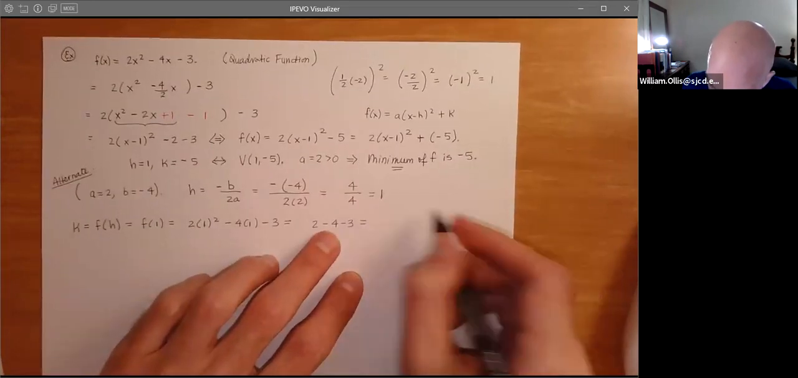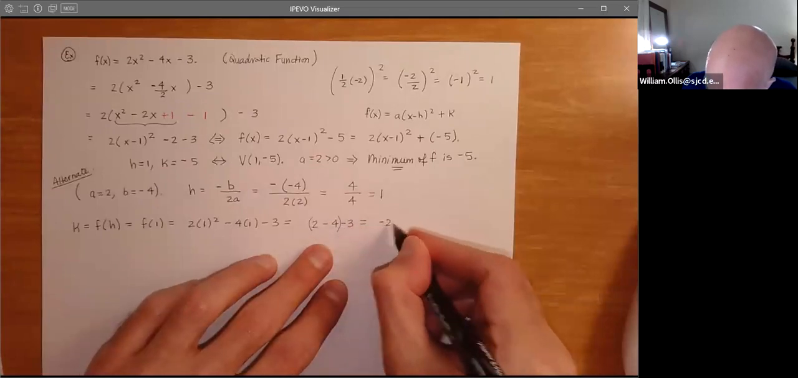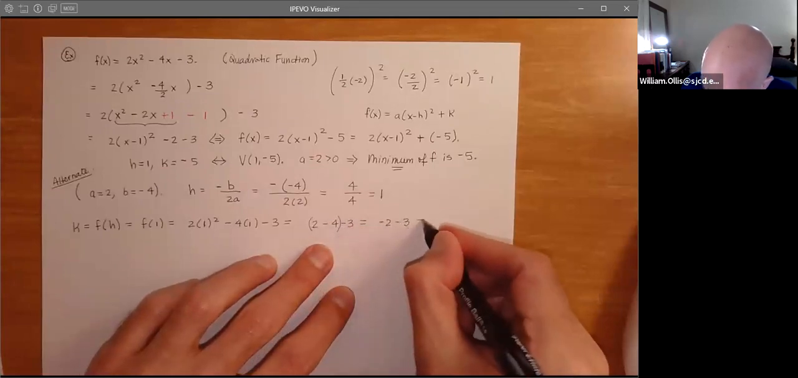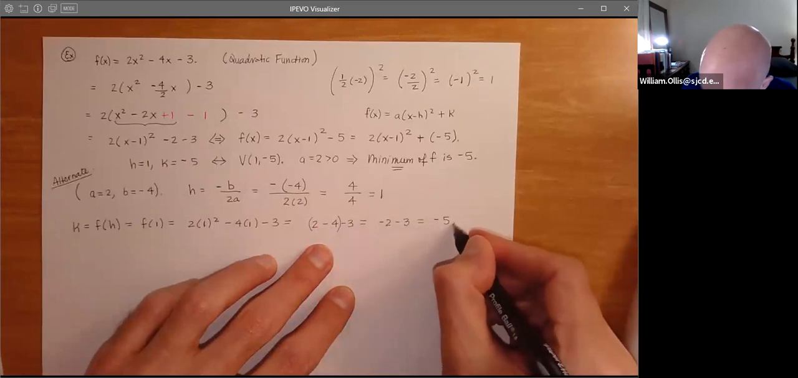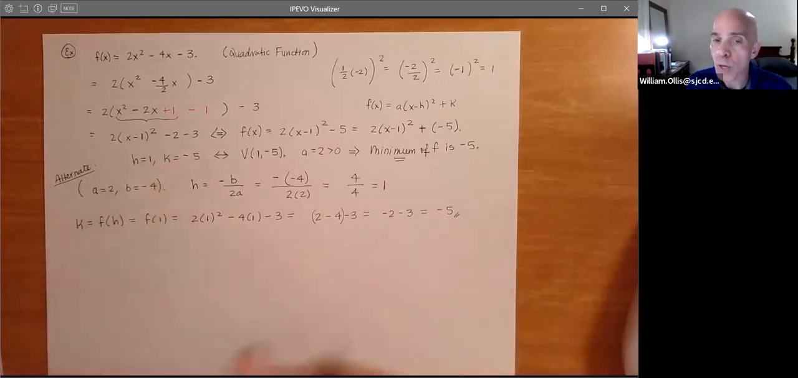So this is -2 minus 3, which is -5. And again, that's exactly what we expected to get. So you pick the method based upon the problem. So this is what I'm talking about.